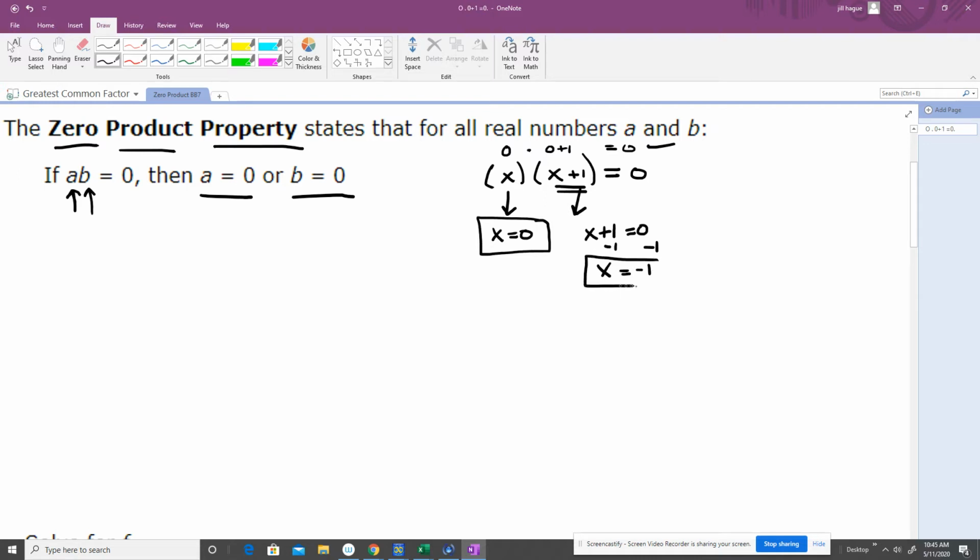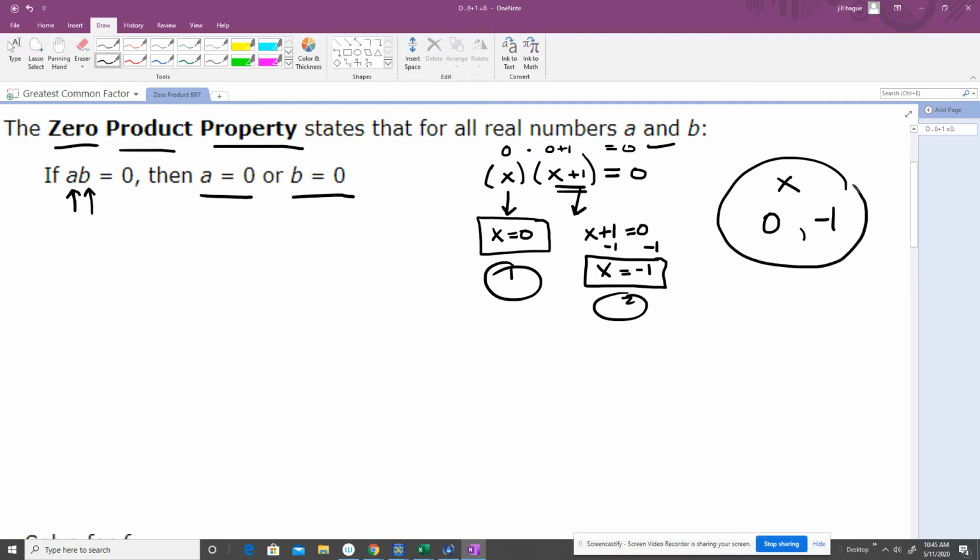So if I asked you, what are my two possible numbers that x could equal that would make this a true statement? Scenario 1 would be x equals 0, and scenario 2 would be x equals -1. So my answers are 0 and -1. Those are my two possible values for x, and that would be the answer to my problem.